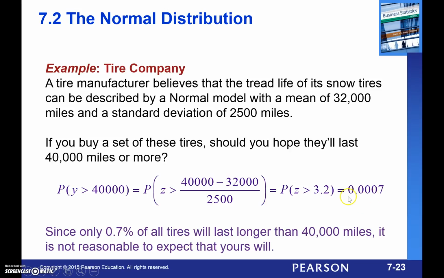If you convert that to a percentage, you're going to move this decimal 2 to the right. This is a mistake here. This should be 0.07% chance that your tires are going to last longer than 40,000 miles. Very, very small probability that that's going to happen.